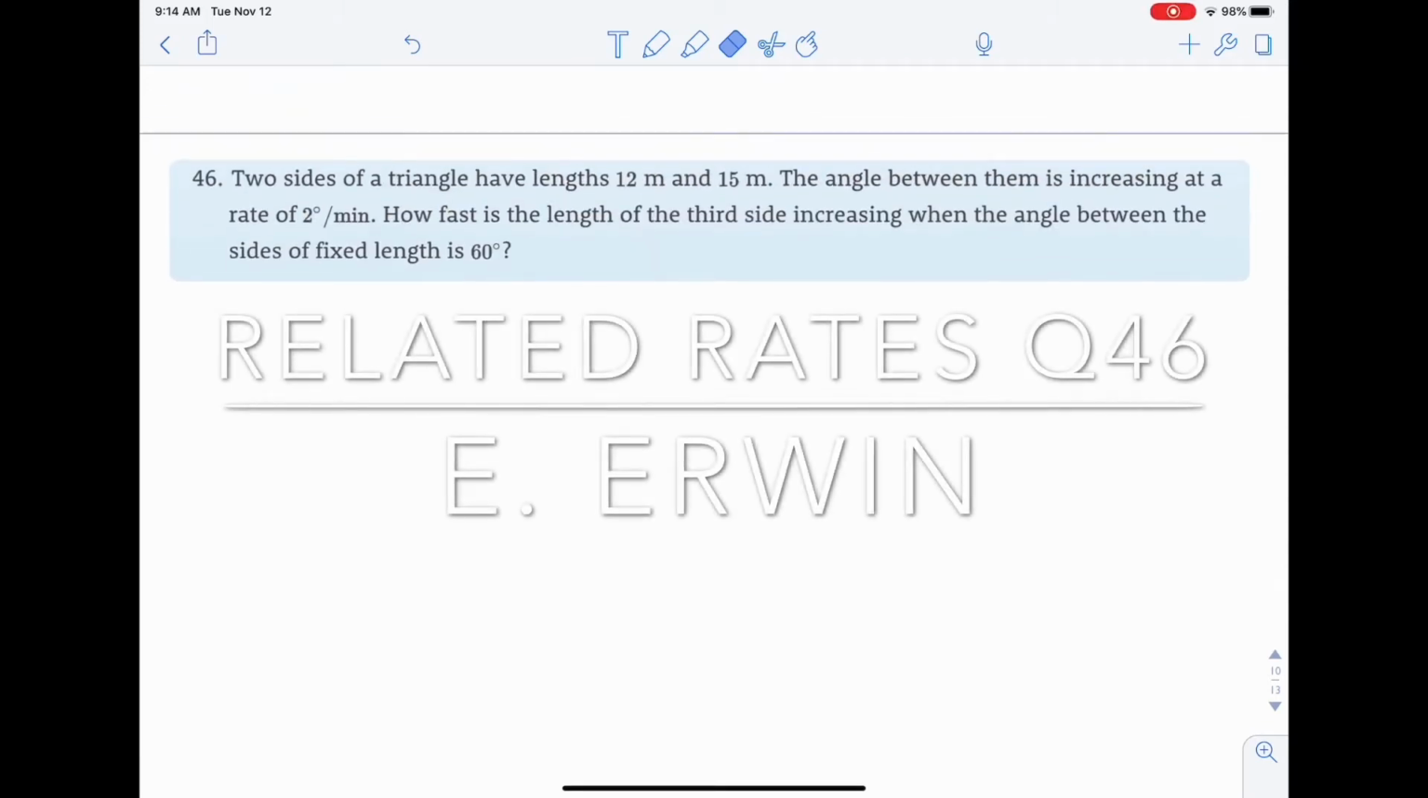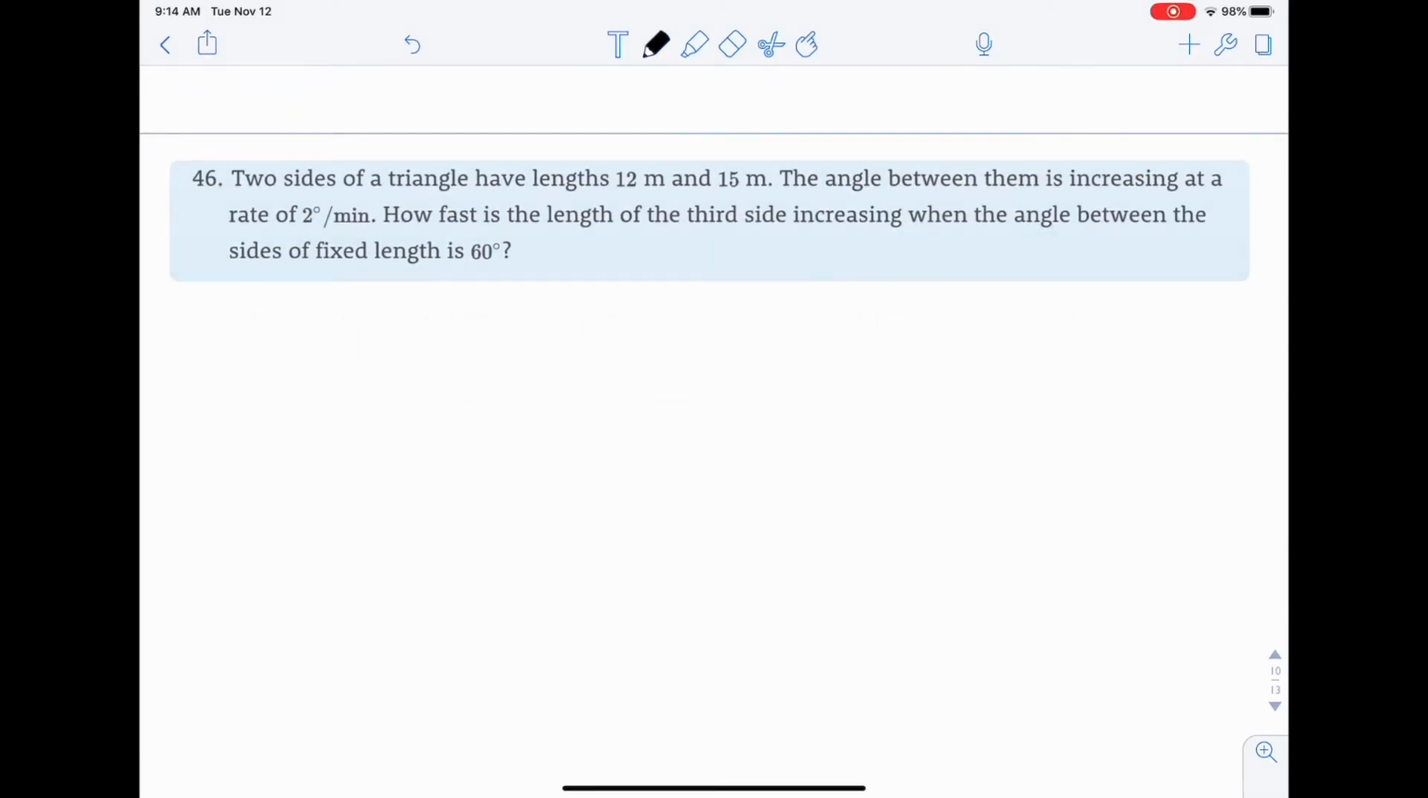Okay, so number 46, we have a triangle with side lengths of 12 and 15 meters. And then the angle between them is increasing at a rate of 2 degrees per minute. So we want to know how fast the length of the third side is increasing when the angle between the fixed sides is at 60 degrees.